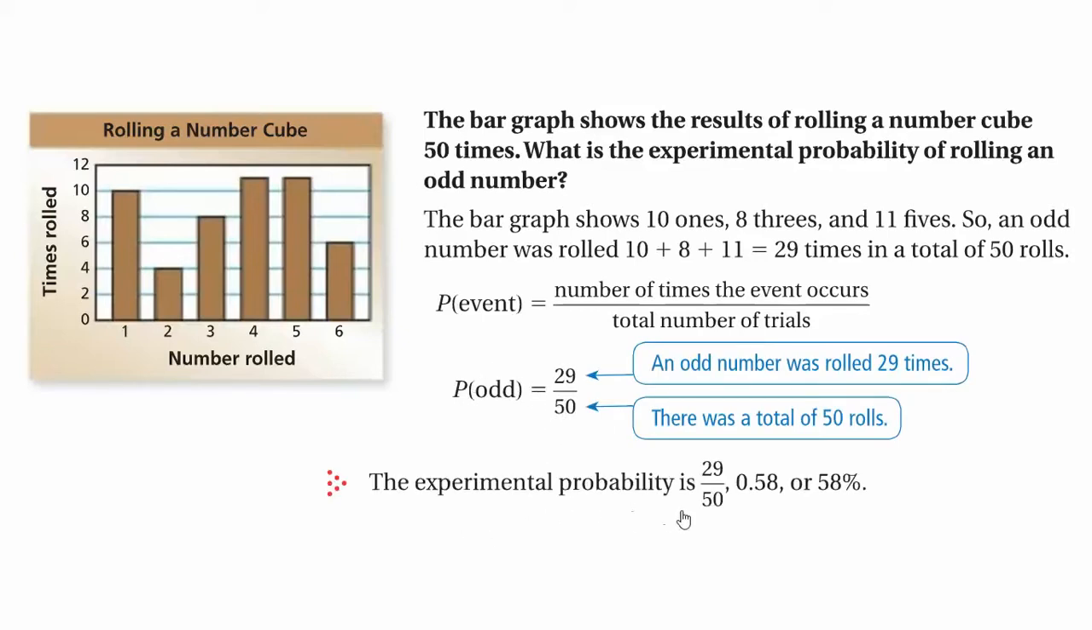So the experimental probability is 29 fiftieths. You can write it as a fraction, a decimal, or a percent. Notice that this is 58 because you multiply this by 2 to get to 100. Multiply this by 2. So you can show it any of those three ways.